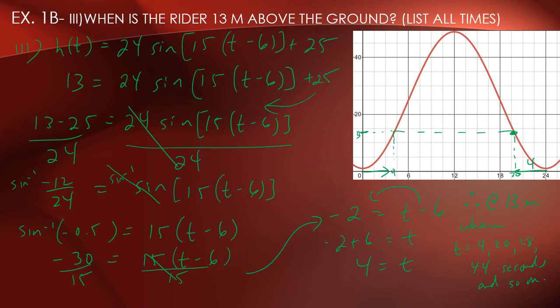So on your test, you will definitely have a few word problems. I can guarantee you one of them is going to be about Ferris wheels or something circular, maybe a hamster wheel or something like that, but it will be something circular for sure.